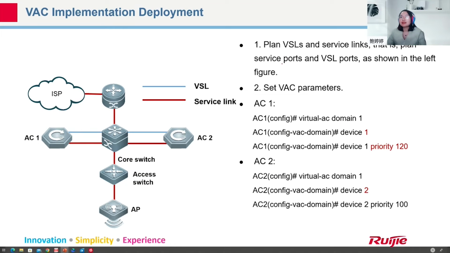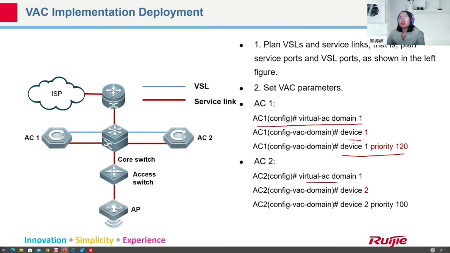And the configuration is like this. The first one, we have to decide which link for the VSL and which link for the service link. Like this topology, the red one is the service link, and the blue one is the VSL link. And about the VAC parameters on AC1, you have to create the virtual AC domain. The domain is 1, and the device is device 1. The default device value is 1. And for this device, the priority is 120.